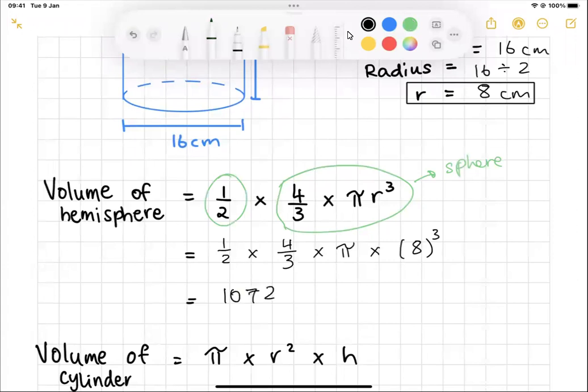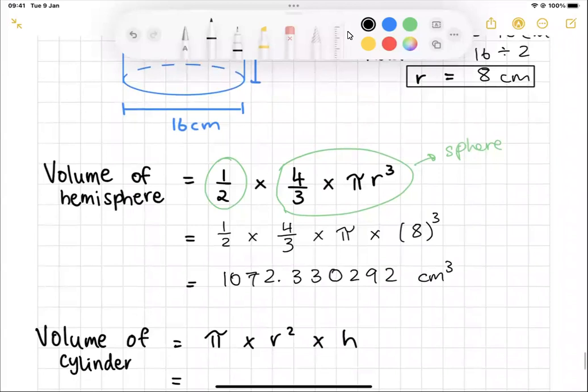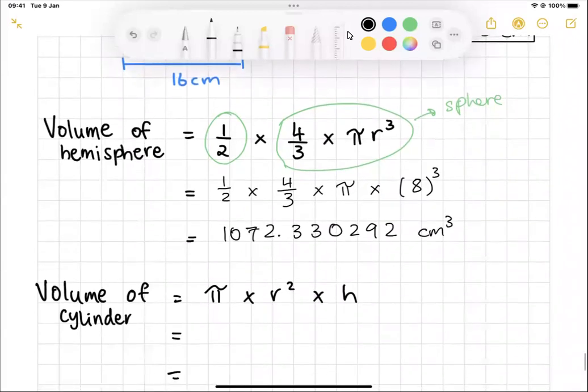Now, because we're dealing with different types of shapes, I don't want to round it just yet. I want to write the whole decimal number down. Don't round it up or round it down yet. This is what I will get.